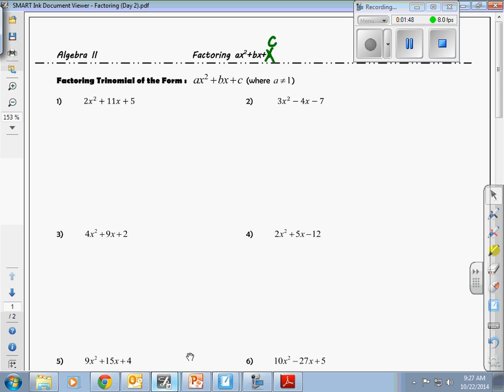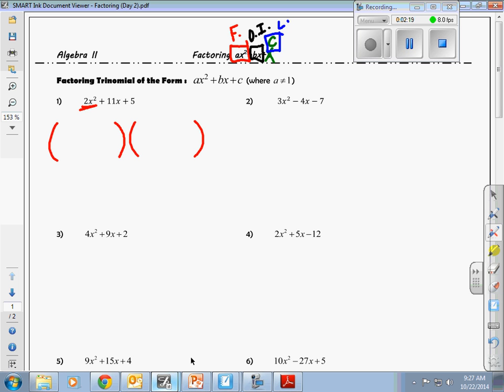Just to remind us, the ax squared term came from the first terms. The bx terms came from the outer and the inner. And then my c term comes from the last. So keeping that in mind, we're going to go ahead and try and FOIL this. So I know it's going to break down into two sets of binomials. And I think of my factors of 2.